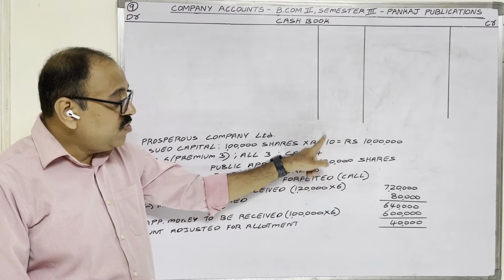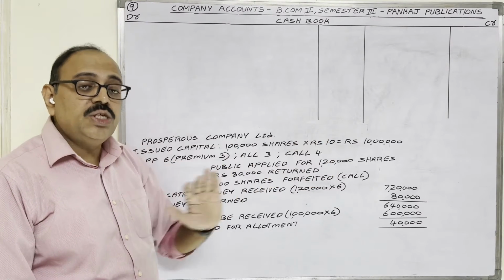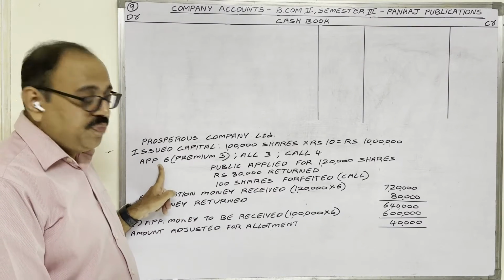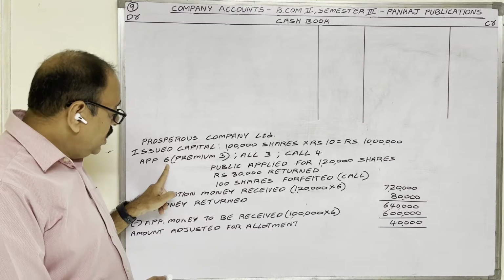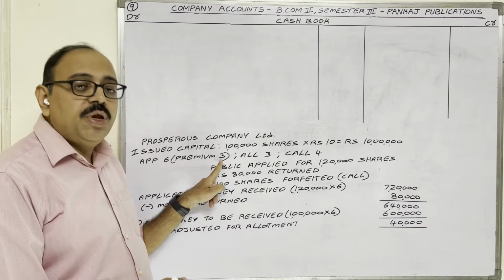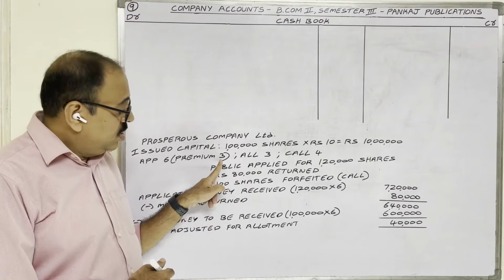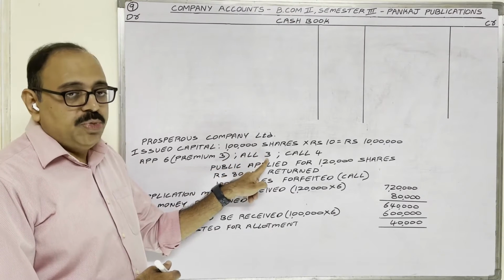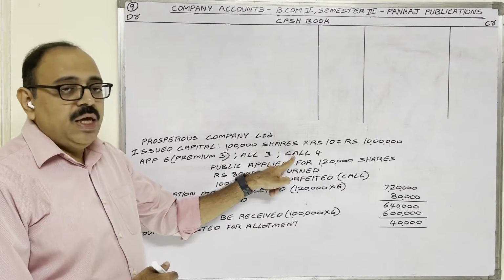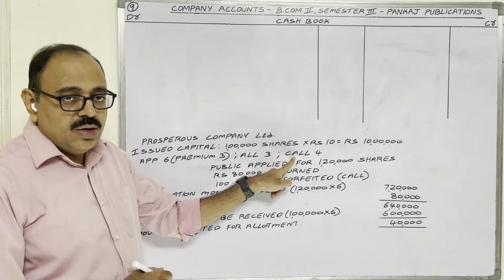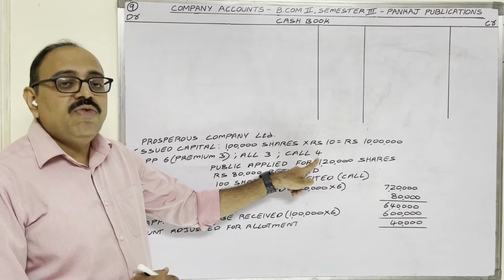And how does the company want to collect this 10 rupees? On an installment basis. The first installment is application money, 6 rupees. In this 6 rupees, 3 rupees is premium, which means the company is issuing these shares at a premium. Allotment money is 3 rupees. And the remaining money the company wants to collect in the form of calls. Only one call. And the remaining amount is not given in the question.